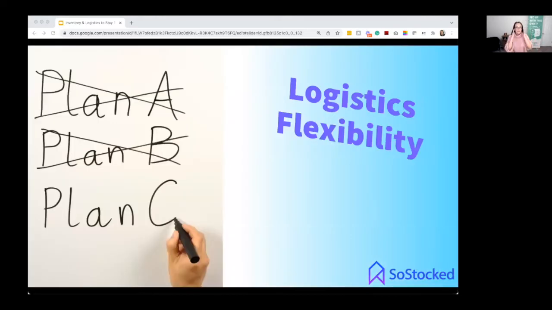Logistics flexibility. As you're building out your logistics plan, if you haven't reworked your logistics, I would be surprised. But I want to talk about why it's important to have flexibility. You need to have multiple different plans for getting your inventory into Amazon, and you need to do it in a way that is not going to cost you an arm and a leg and make your products unprofitable.